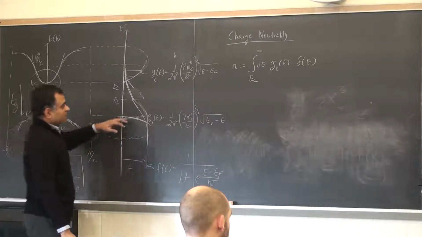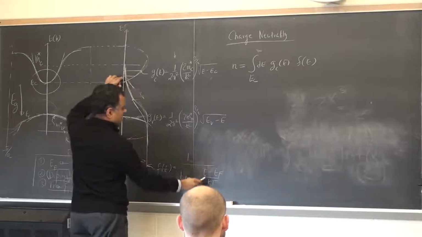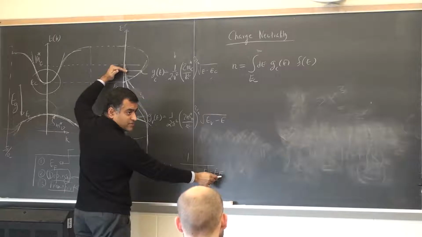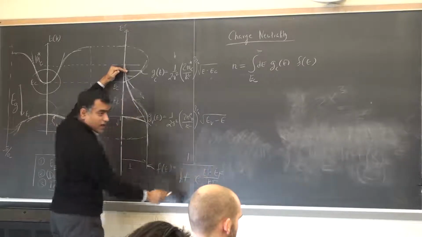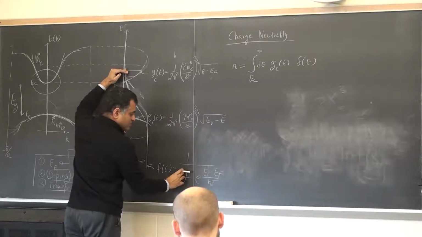And for the number of electrons, you can see that there's an exponential tail decaying here at very high energies. E is much larger than EF, right? Therefore, this factor is very large, right? This factor is very large compared to 1.